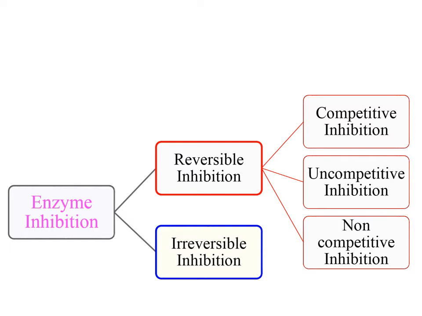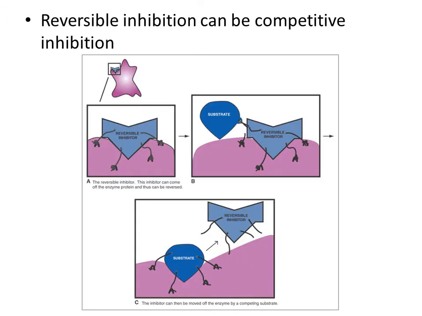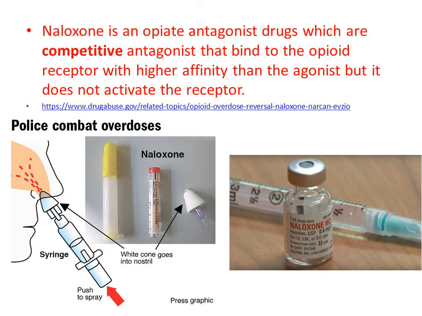That's the one we'll spend a little more time talking about. The competitive inhibition is when the molecule competes for that active site. This is competitive inhibition. The inhibitor binds to the same site as the substrate, but this is reversible because the inhibitor can be removed and the substrate can bind.